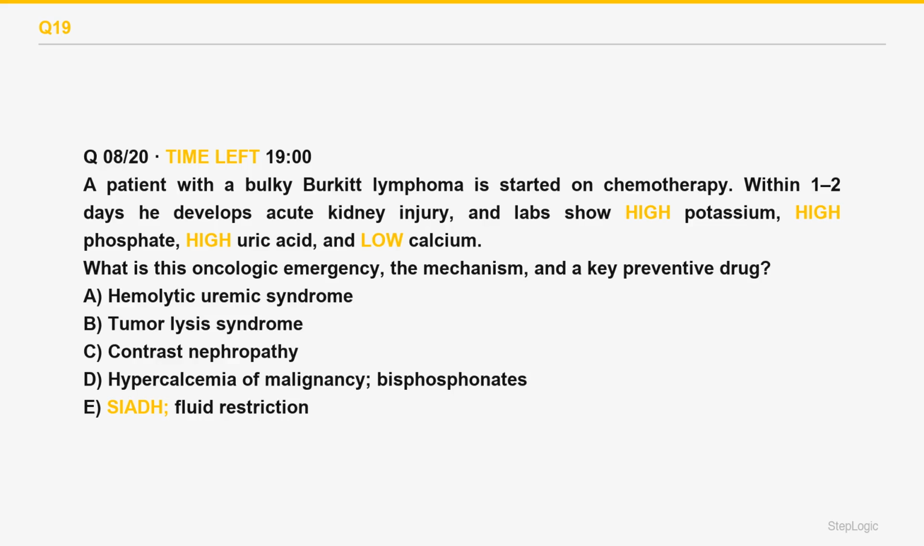What is this oncologic emergency, the mechanism, and a key preventive drug? A patient with a bulky Burkitt lymphoma is started on chemotherapy. Within 1 to 2 days, he develops acute kidney injury, and labs show HIGH potassium, HIGH phosphate, HIGH acid, and low calcium.